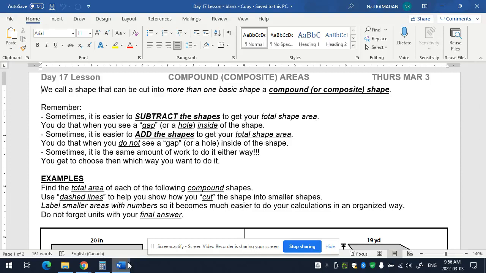Today's lesson is called compound or composite. Both of these words mean the same thing. Question: how many people have heard the word compound in chemistry before? What does compound mean? Made up of one thing or multiple things? Well, two at least or more. So when you say compound, it means you put multiple things together.